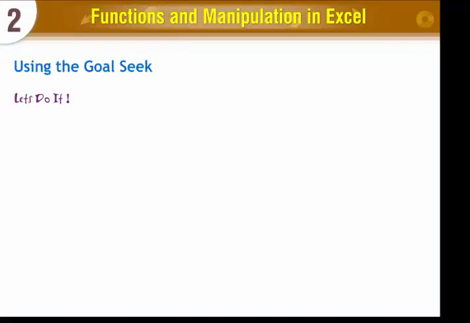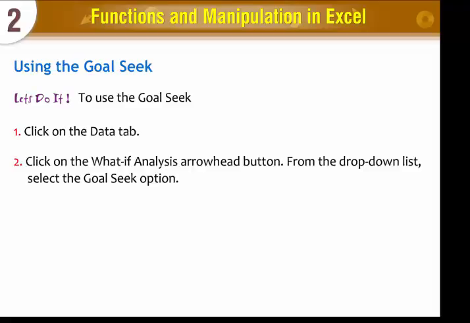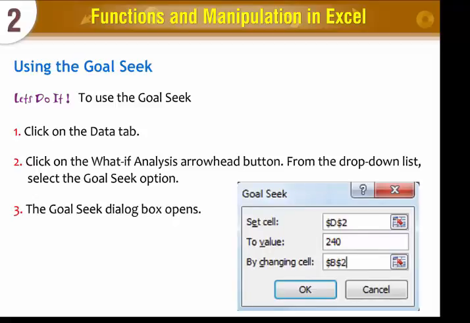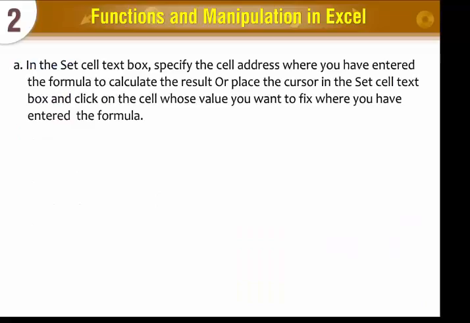To use the Goal Seek, click on the Data tab, click on the What If Analysis arrowhead button. From the drop-down list, select the Goal Seek option. The Goal Seek dialog box opens. A. In the Set Cell text box, specify the cell address where you have entered the formula to calculate the result, or place the cursor in the Set Cell text box and click on the cell whose value you want to fix where you have entered the formula.